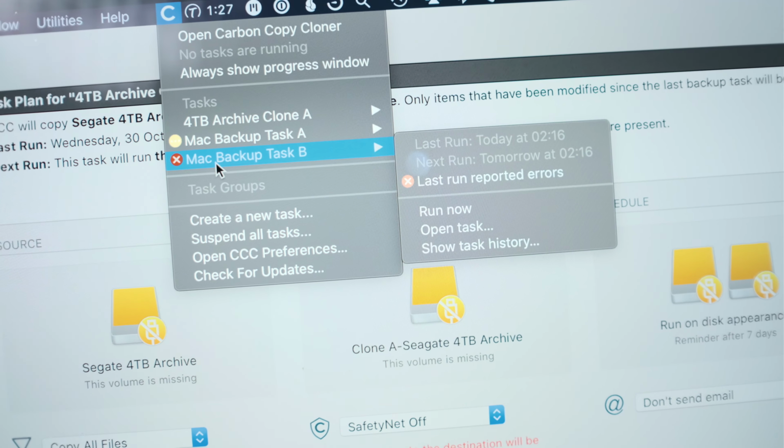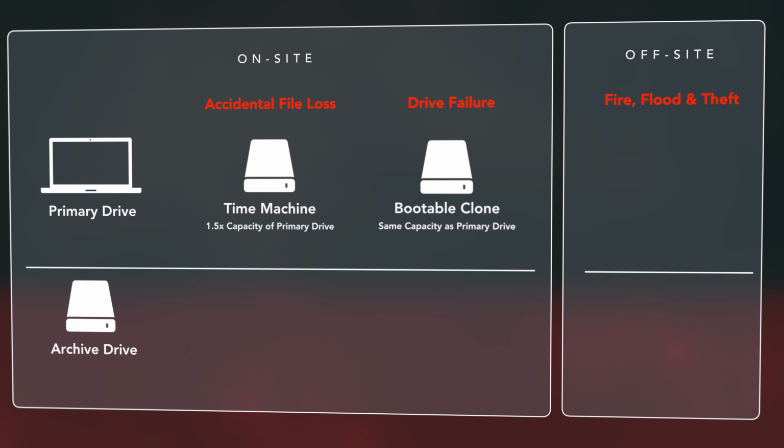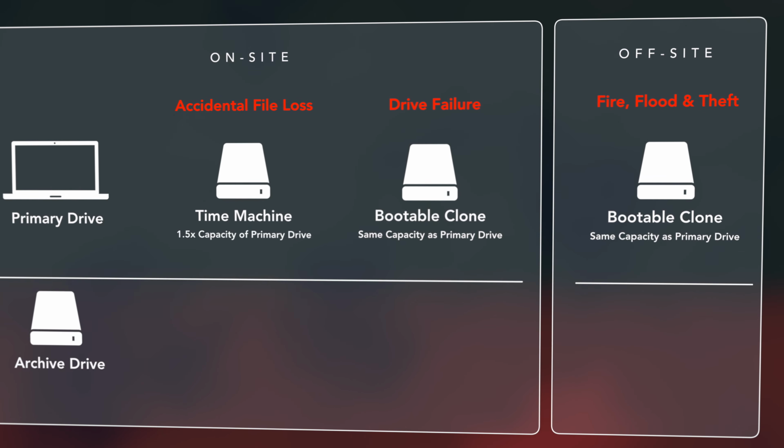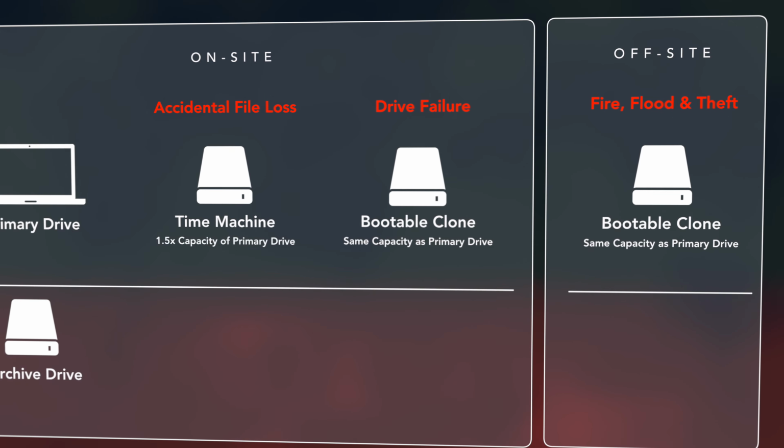For protection against fire and theft, of course, we need an off-site backup. And the situation we want to avoid here is having to go and get the drive, bring it and make the backup and then take it off-site again, because you're unprotected during that stage and it's such a hassle you'll probably forget and it'll go out of date and you won't bother. The magic solution here is to have a second bootable clone, and you keep that off-site, and then once a week you swap it over with your on-site version.